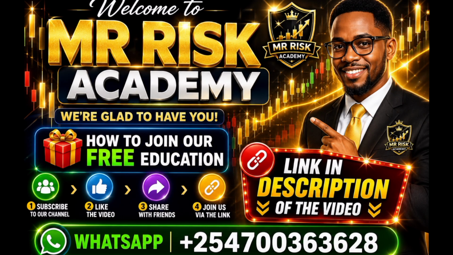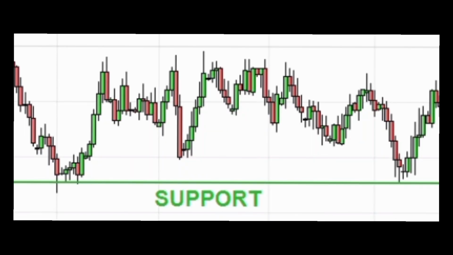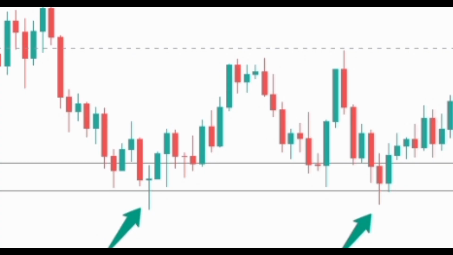Today we are talking about support levels, one of the most important concepts in technical analysis. A support level is an area where price reacts and starts moving up. This happens because buyers enter the market strongly at that area.